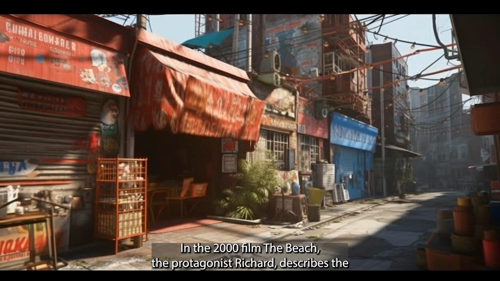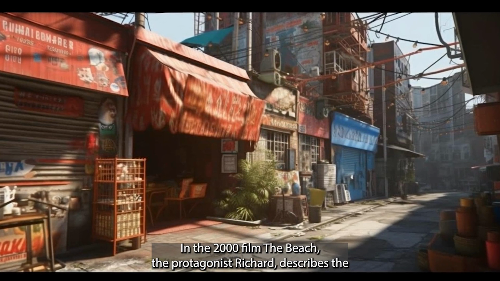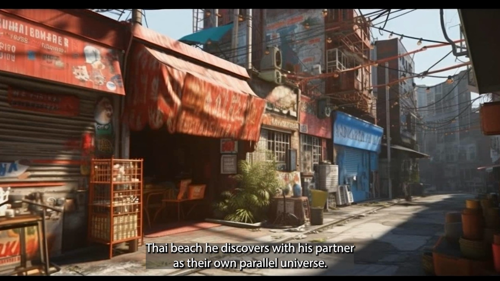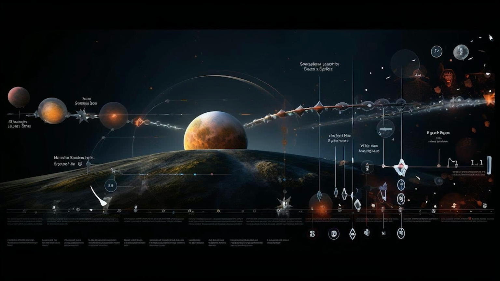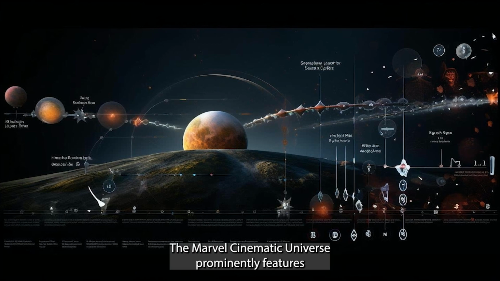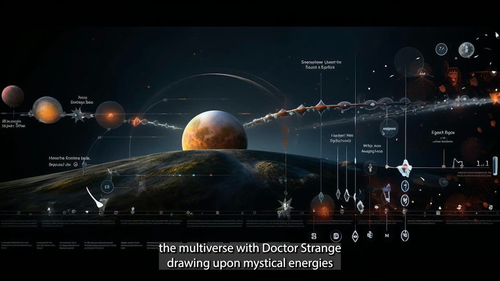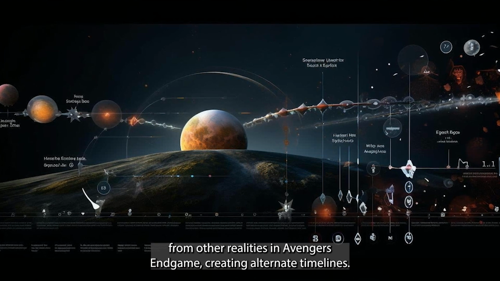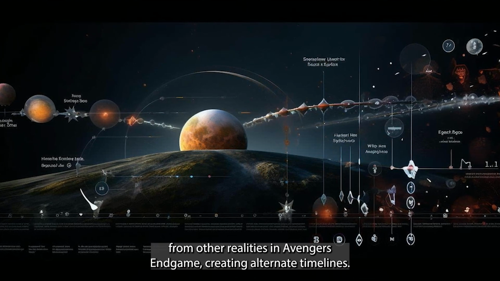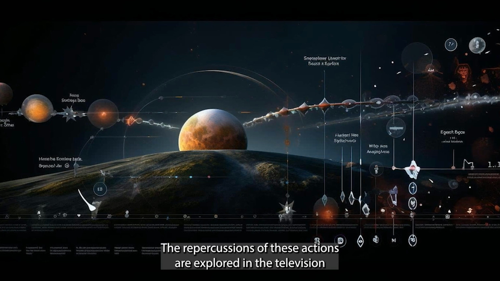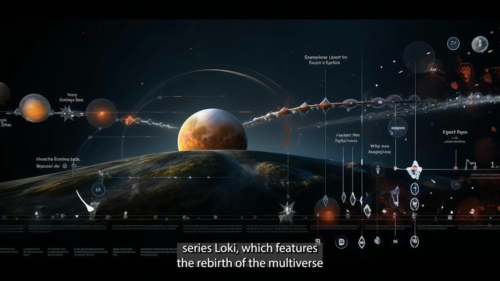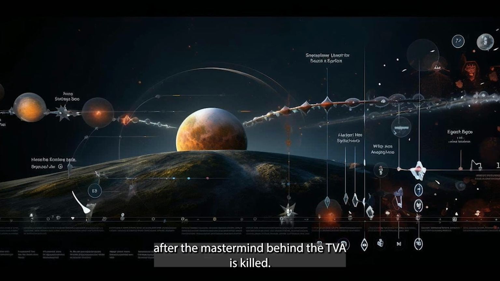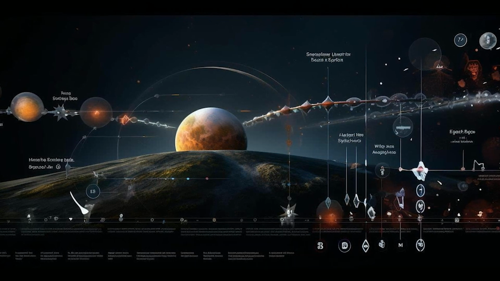In the 2000 film The Beach, the protagonist, Richard, describes the Thai beach he discovers with his partner as their own parallel universe. The Marvel Cinematic Universe prominently features the multiverse, with Doctor Strange drawing upon mystical energies from other realities and Avengers: Endgame creating alternate timelines. The repercussions of these actions are explored in the television series Loki, which features the rebirth of the multiverse after the mastermind behind the TVA is killed.